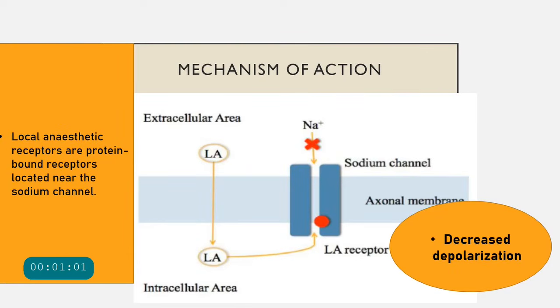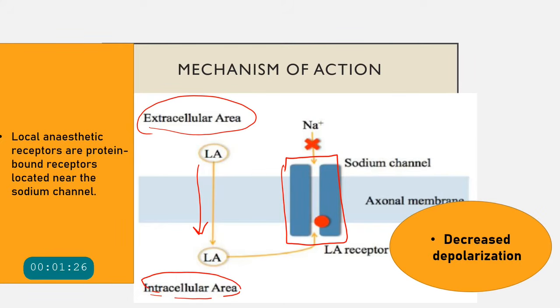So what is the mechanism of action of the various local anesthetic agents? The local anesthetic receptors are basically present near the sodium channels in the cell membrane. So these over here are the sodium channels, and very close to them we have the protein bound receptors for the local anesthetic. The local anesthetic agent comes from the extracellular area, passes through the cellular membrane and comes into the intracellular area. Now in the intracellular area, it binds with this sodium channel like this. Once it has bound with the sodium channel, it will not allow the sodium to pass through.